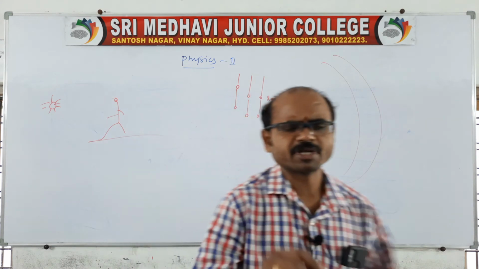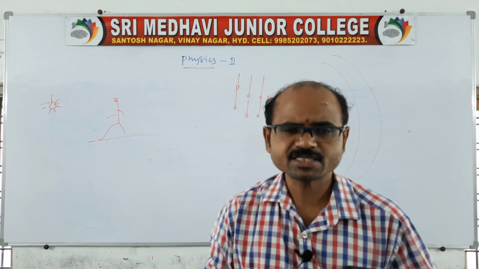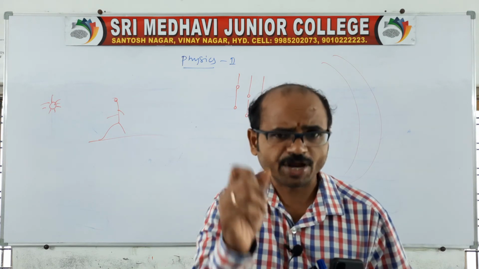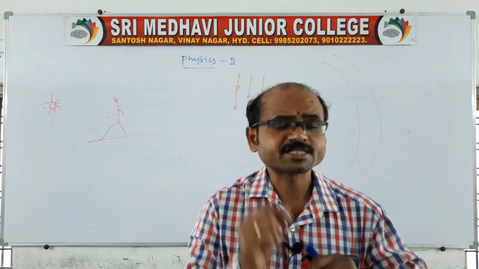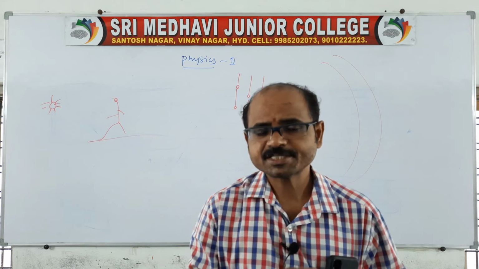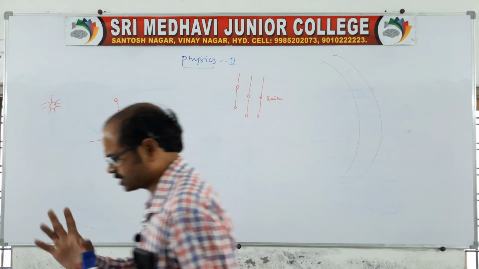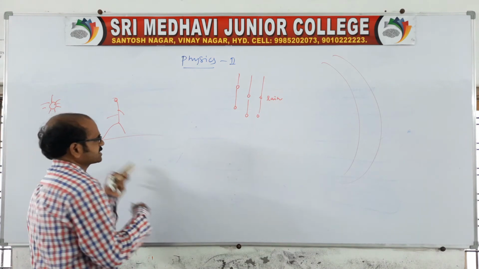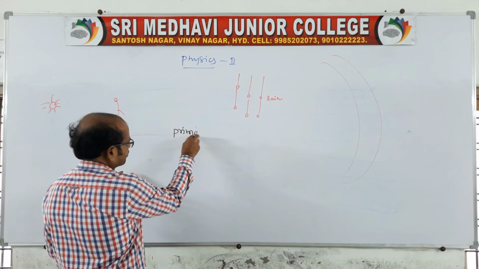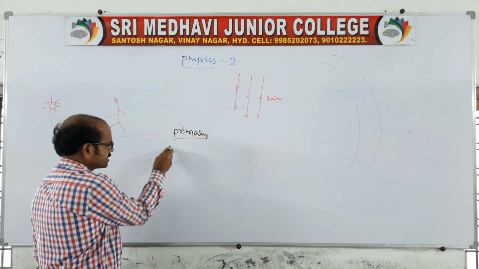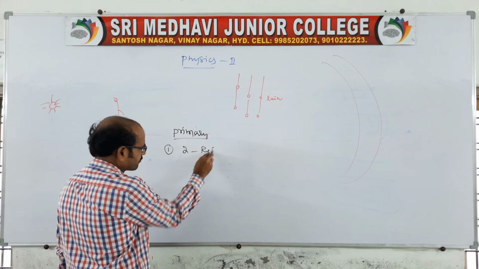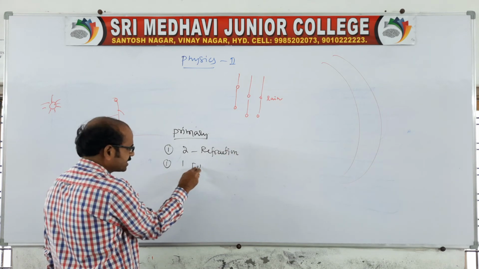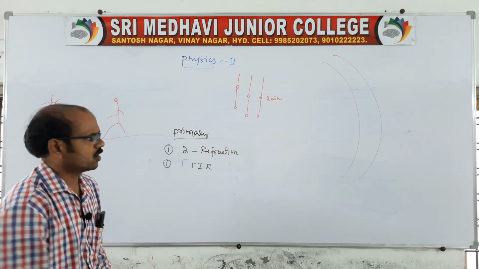Sir, what is the primary rainbow? Primary means, you remember, when sunlight enters a raindrop, it takes 2 refractions and 1 reflection, which is very simple. There are 2 types of rainbows. One we call primary. In this case it takes 2 refractions and one total internal reflection, TIR. How do we get the rainbow?